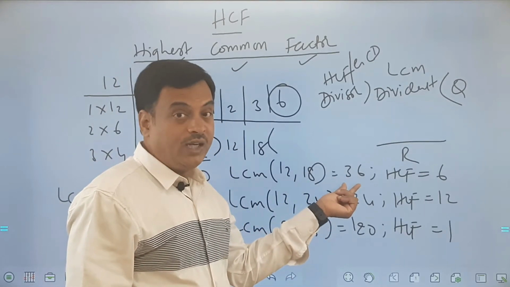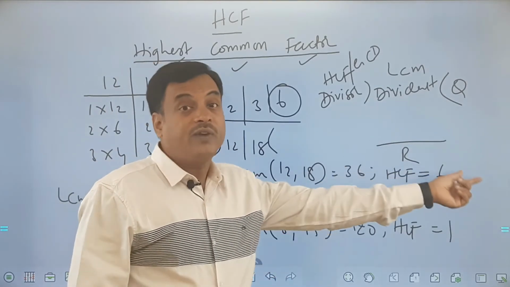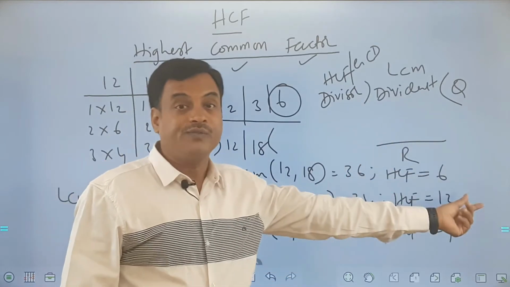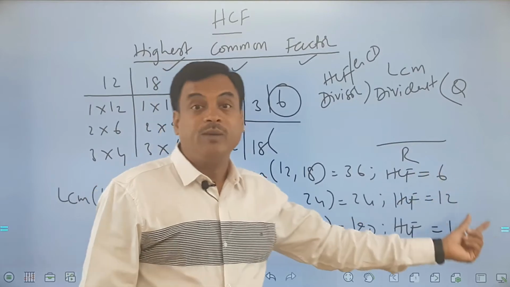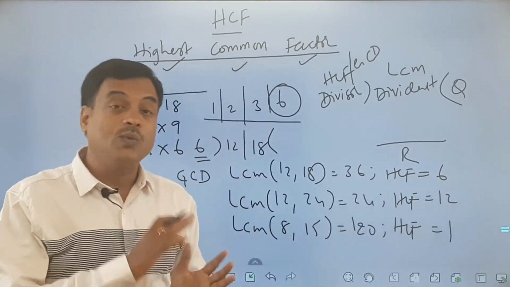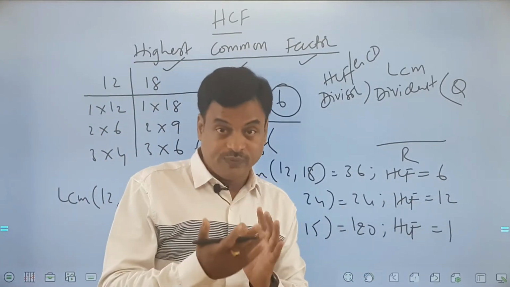Here the LCM value is always a multiple of the HCF, you can see. 36 is a multiple of 6. 24 is a multiple of 12 and 120 is a multiple of 1. So LCM is always a multiple of HCF. That also we can say.